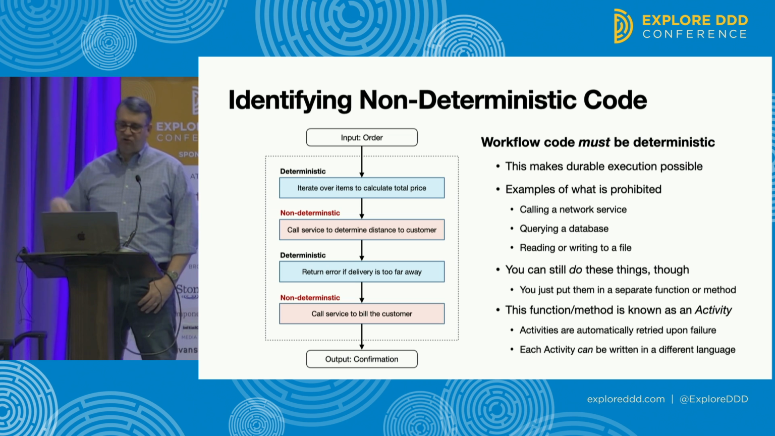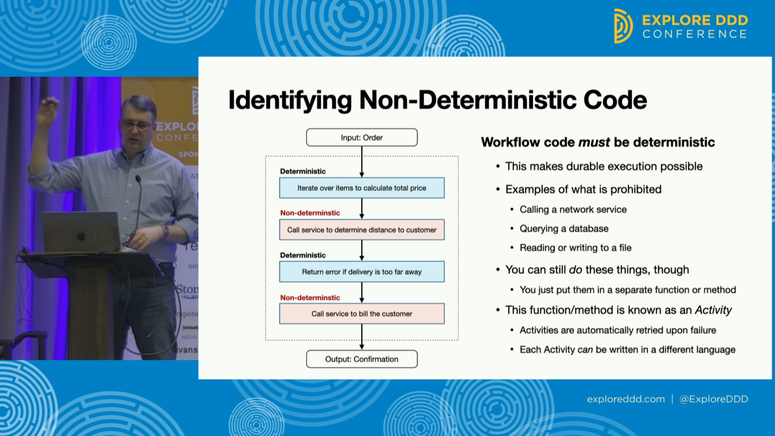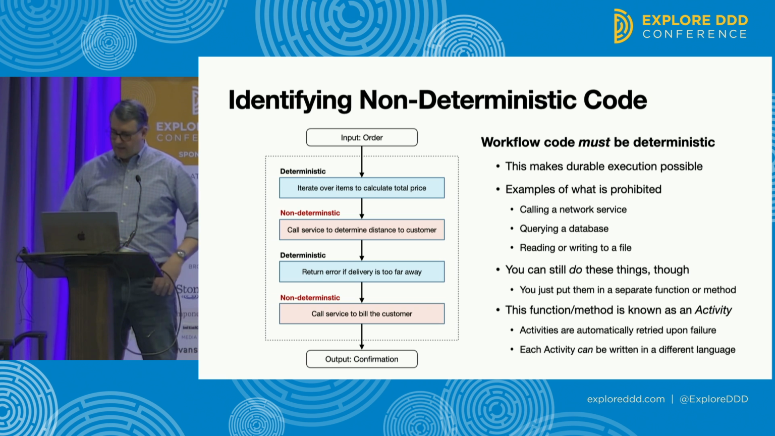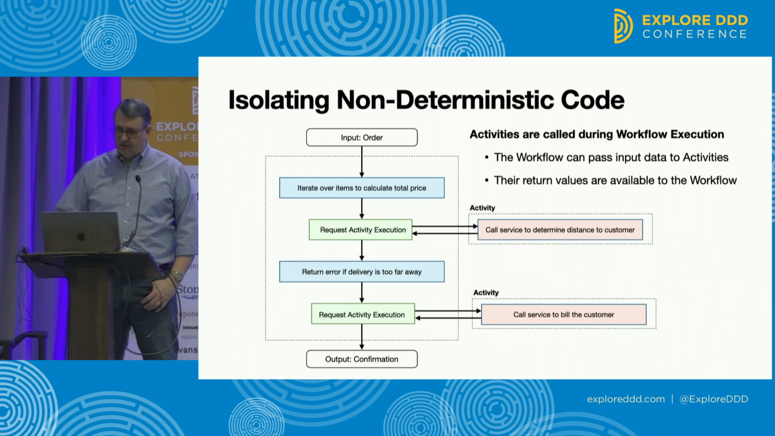Those activities are automatically retried upon failure, and you could actually write each activity in a different programming language, and that could be different than what the workflow's in. So polyglot programming is possible. You could write the workflow in Go, and you could write the first activity in Java, and the next one could be in Python or whatever. It makes it very easy to collaborate on teams that are using different languages, but you can definitely do that.